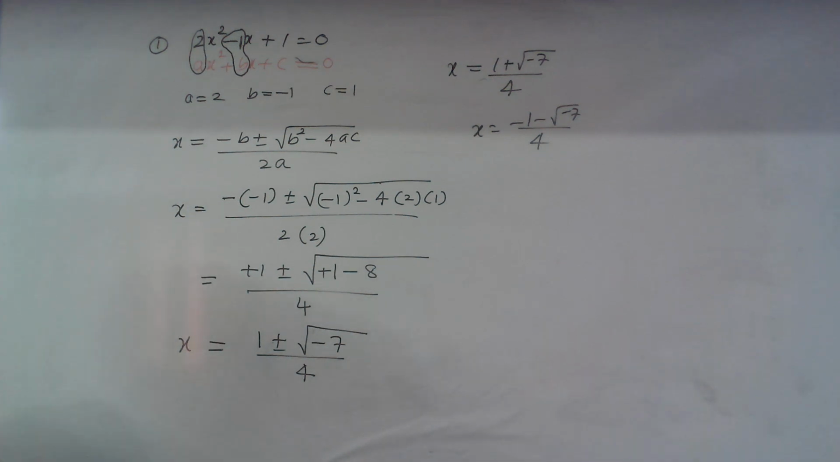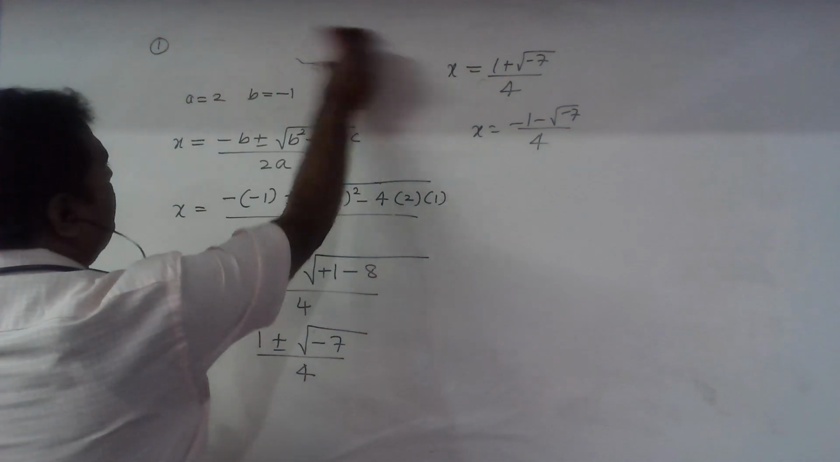This method of solving a quadratic equation is called the formula method, and this was initially given by one of the great mathematicians called Sridhara. It is also called Sridhara's method of solving a quadratic equation. Either you can call it the formula method or you can call it Sridhara's method. Now let us take one more example of solving a quadratic equation.